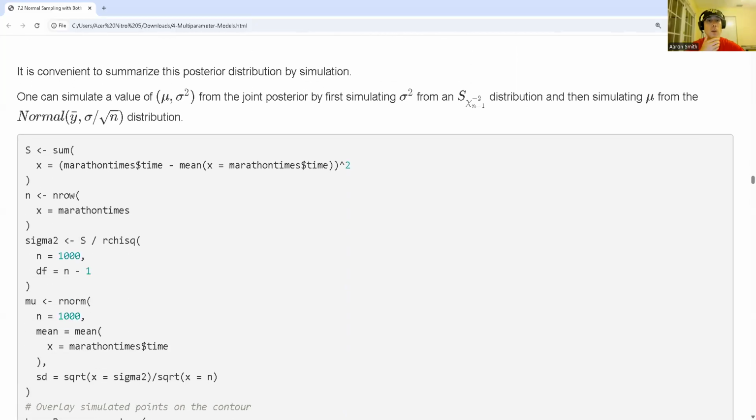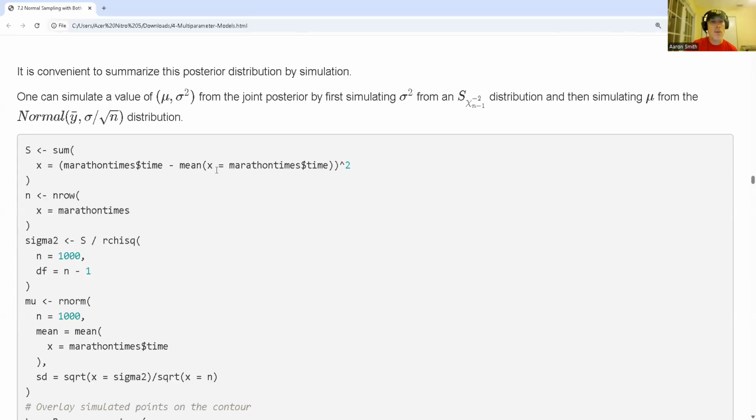All right, so let's go ahead and summarize the posterior distribution by simulation. We can simulate a value of mu and sigma squared from the joint posterior by first simulating sigma squared from S times an inverse chi-squared distribution, and then simulating mu from the normal, given that I've nailed down what the variance is. All right, so let's go ahead and do exactly that.